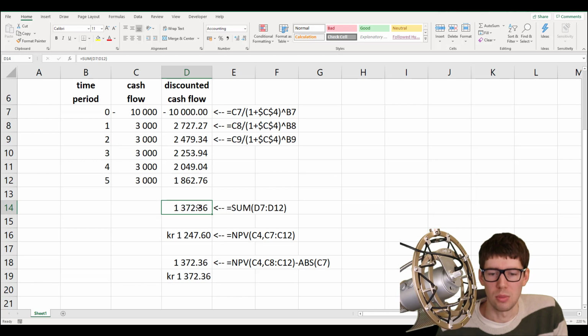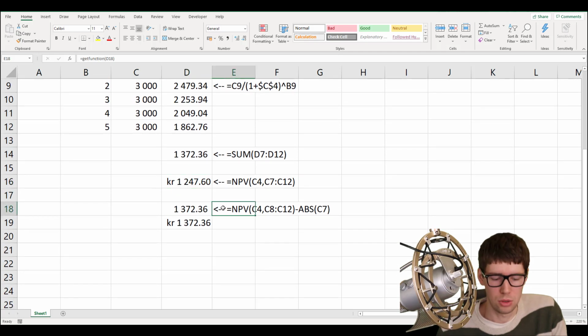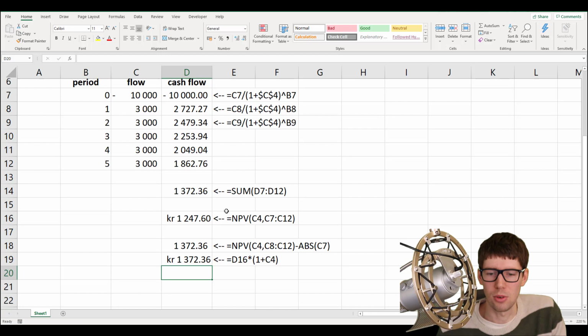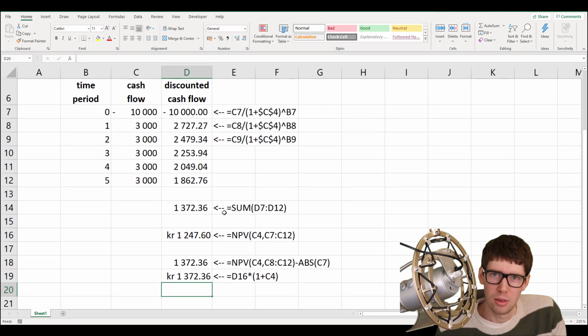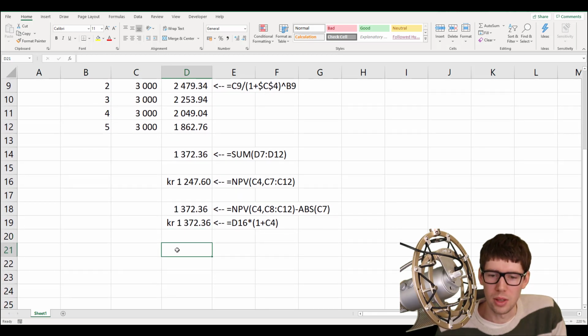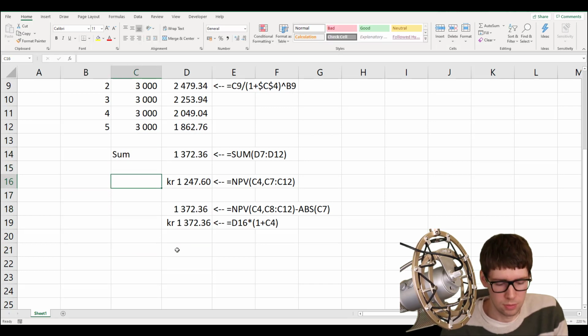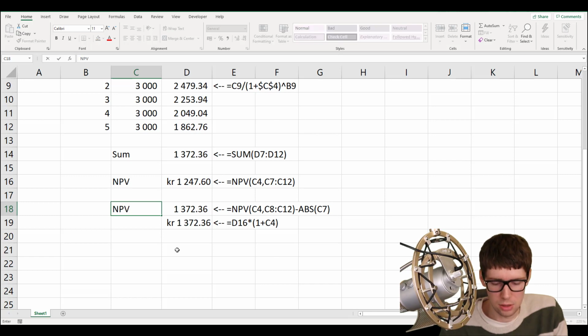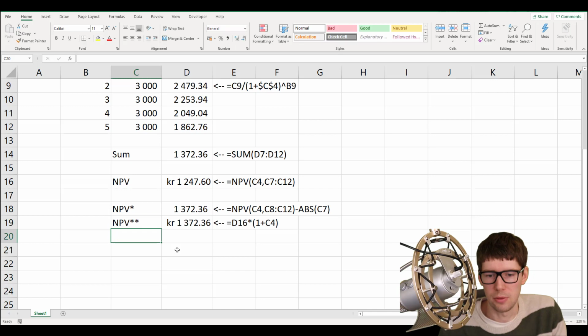So we can use it manually. Here's the incorrect answer we get from using the net present value function. And here are two approaches to remedy this faulty function. However, we can also use our very own. So this was sum, this was net present value, and this was net present value fixed. That was net present value, an alternative way of fixing it.